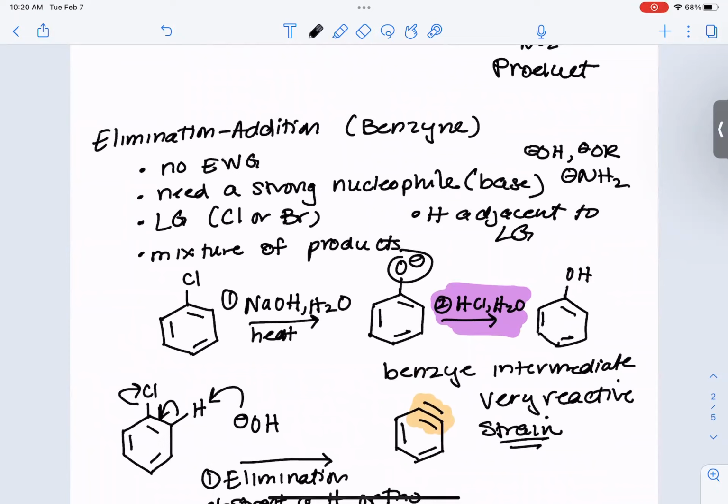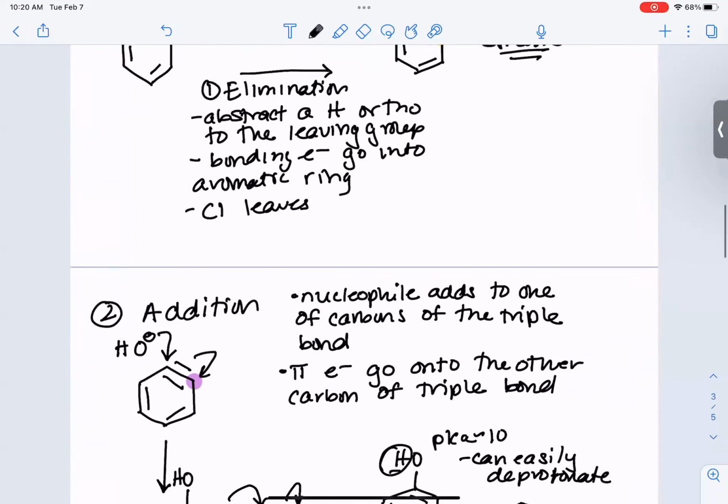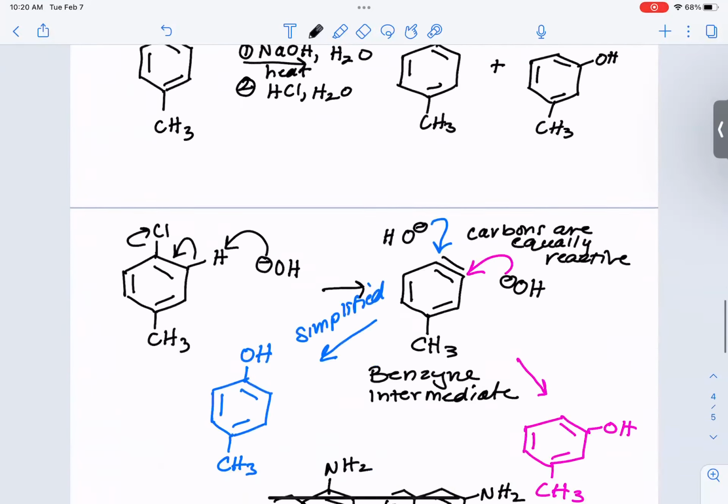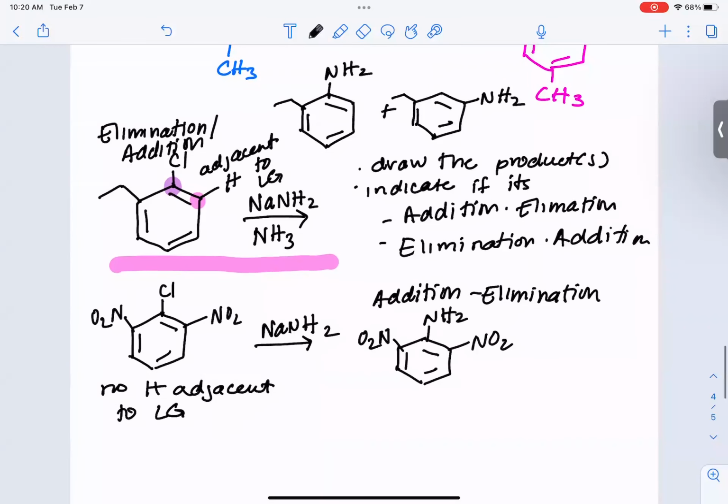When I started lecture, I gave you the list of things for addition elimination. So if I go back to my problem, if you look at that first structure, there are no electron withdrawing groups on there. If you look at the second one, there are electron withdrawing groups on there. So that also clues you in as to which mechanism you're going to choose. All right, so that's it for nucleophilic.